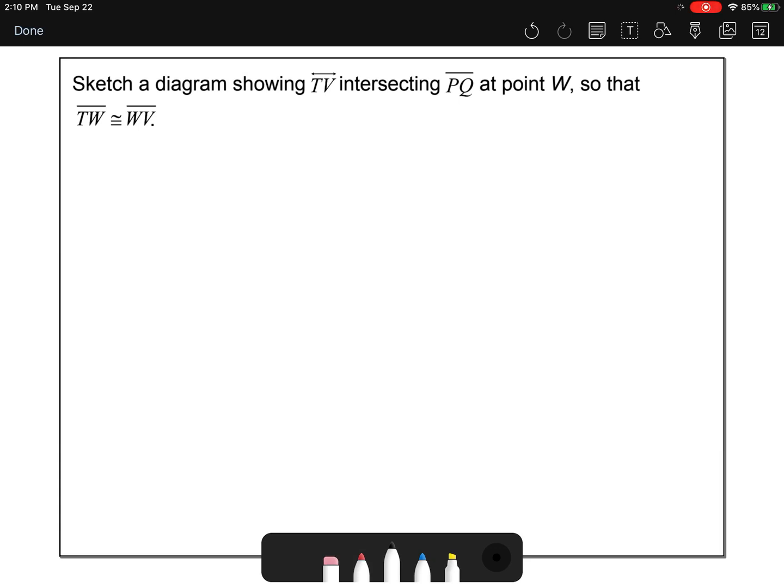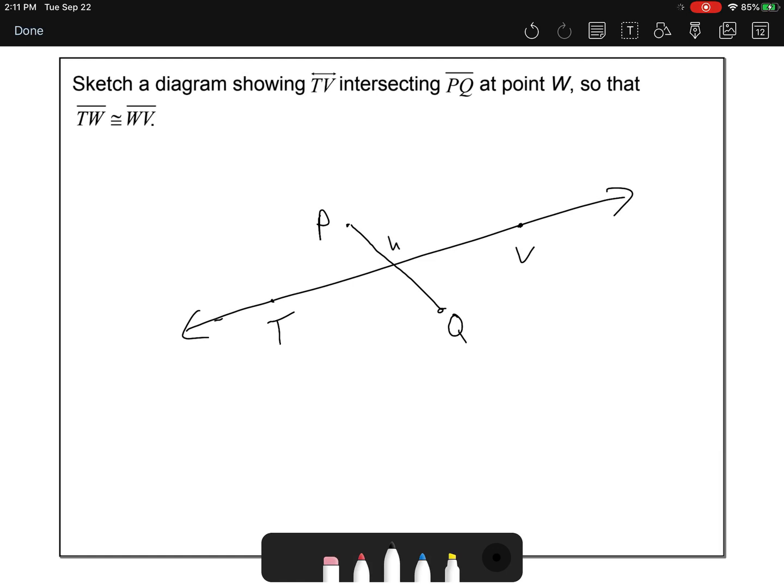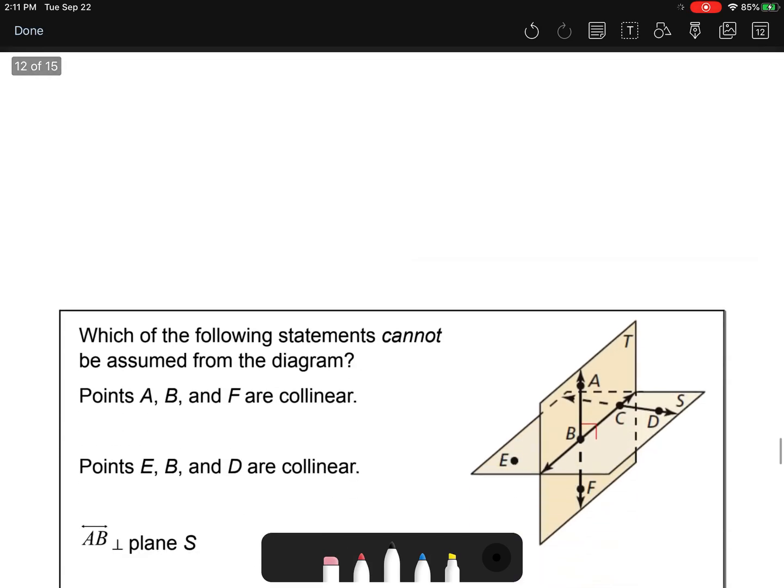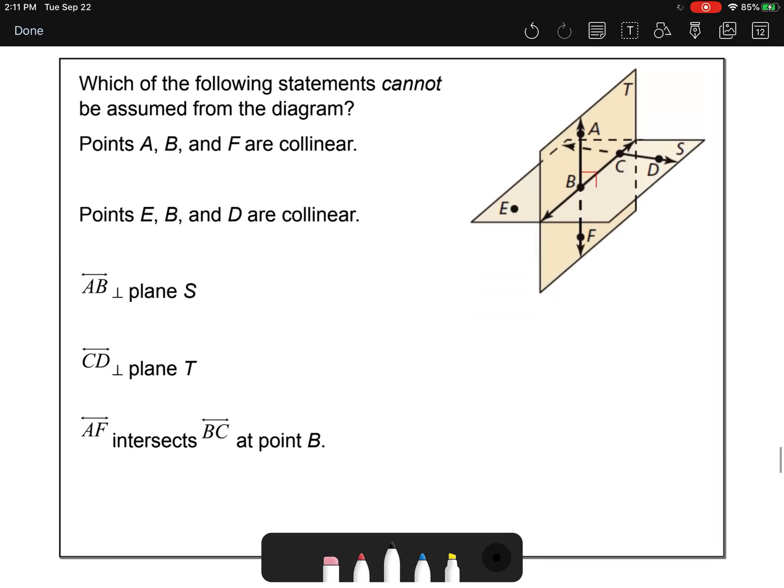Now it says sketch a diagram showing line TV intersecting segment PQ at point W so that TW is congruent to WV. Okay, so sketch a diagram. Here's TV, intersecting segment PQ at point W, such that TW is congruent to WV. Well, there's a picture of it. That's what that would look like.